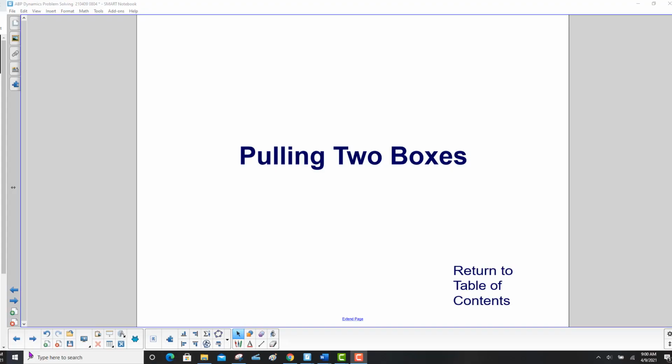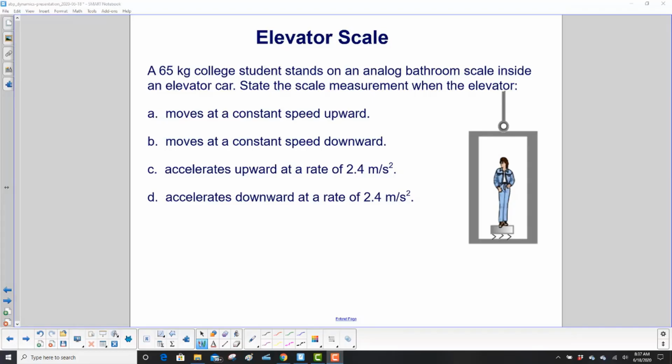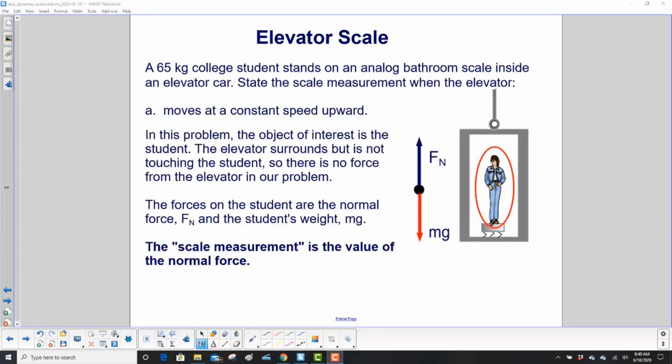Pulling two boxes. A 65 kilogram college student from the 1970s stands on an analog bathroom scale, also from the 1970s, inside an elevator car. State the scale measurement when the elevator moves at a constant speed upward, same thing but in the downward direction, or accelerates upward at a rate of 2.4 meters per second squared, or the same rate in the downward direction.